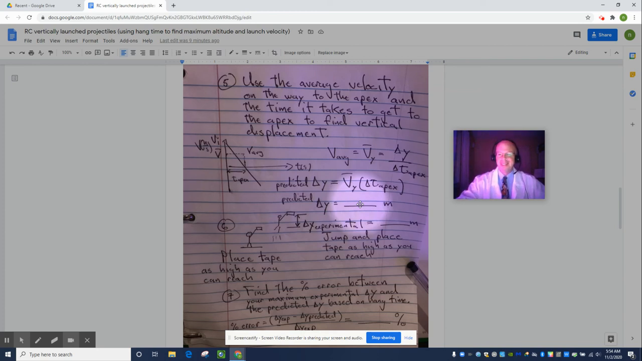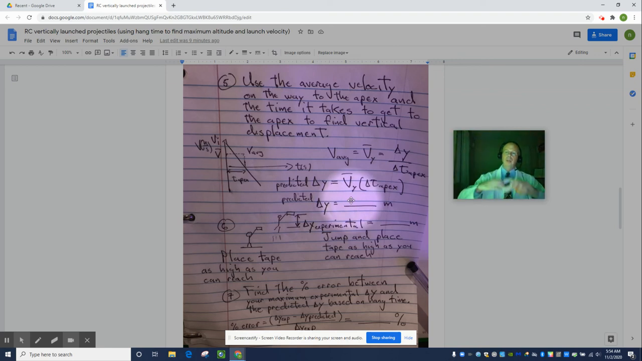Your vertical leap is not going to be 1.25 meters. Well, who knows? Maybe you are going to the WNBA or the NBA. I don't know. Anyway, then you experimentally measure your vertical leap. So we have the predicted vertical leap based on hang time.